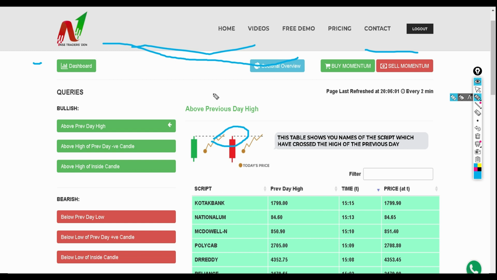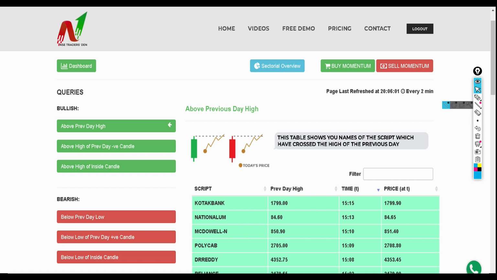Once you go under the Entity intraday filters, you have two tabs here: bullish and bearish. In the bullish tab, you have two tabs: above high of previous day negative candle and above high of inside candle. The same goes for the bearish tab: below low of previous positive candle and below low of inside candle. Pick any of these, and from there identify a stock which has given a breakout. After a breakout, for an entry there are a few rules which need to be confirmed. Once those rules are confirmed, you can create your buy or sell position accordingly.